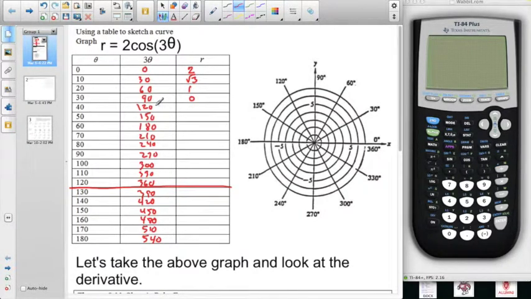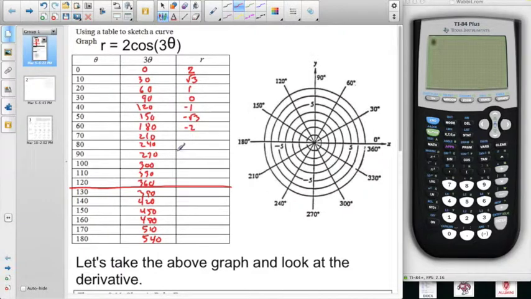Cosine of 120, out here, is negative a half, and negative a half times 2 is negative 1. So we're seeing the symmetry here. Cosine of 150 is negative root 3 over 2, times 2 is a negative root 3. So you can start seeing the symmetry here about 90 degrees. Cosine of 180 is negative 1, times 2 is a negative 2.